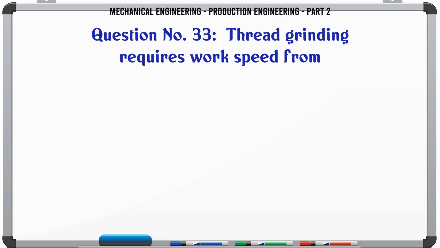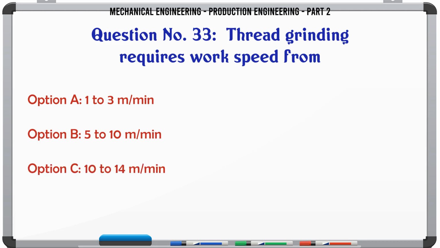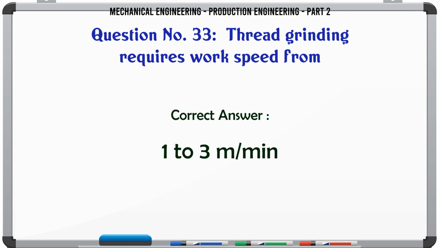Thread grinding requires work speed from A. 1 to 3 m/min, B. 5 to 10 m/min, C. 10 to 14 m/min, D. 14 to 20 m/min. The correct answer is 1 to 3 m/min.